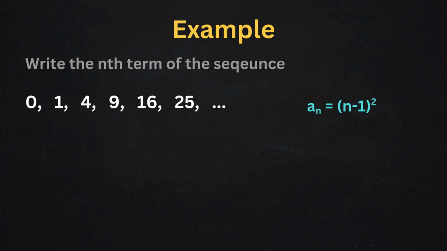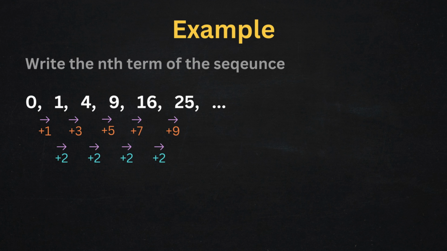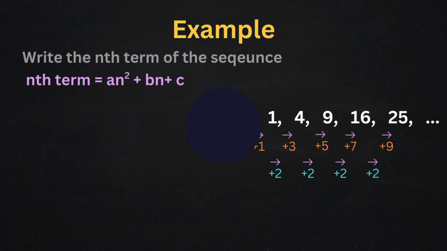Let's give it a try. The first difference of the sequence is +1, +3, +5, +7, and +9. The second difference is throughout +2. Now we solve for a, b, and c.